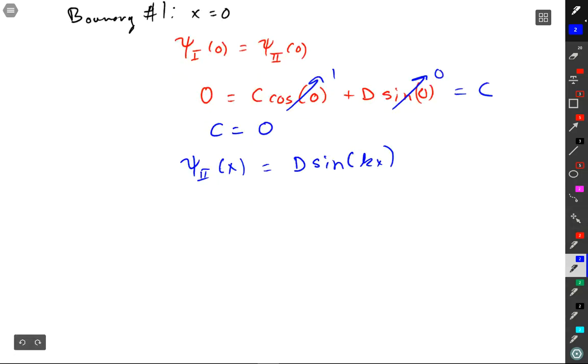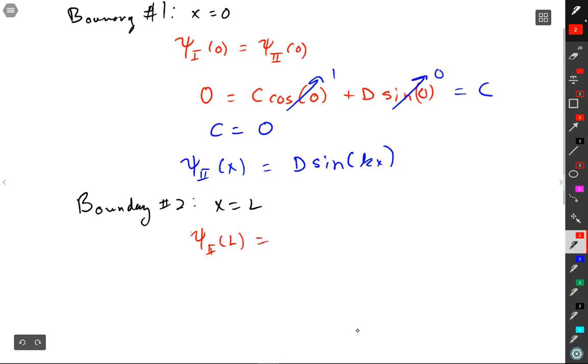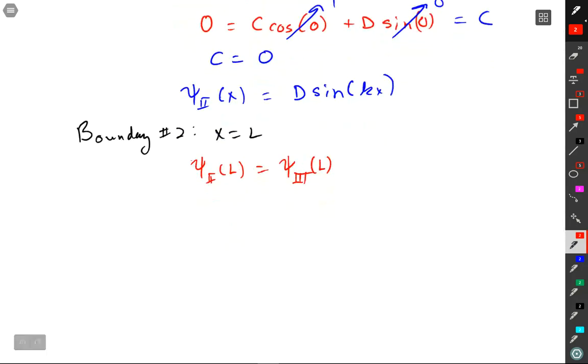That's why the sinusoid was easier in this case. So now we go on to boundary 2. X equals L. What am I going to have for my boundary condition now? Psi of 2 L. Psi of 3. Yep. It's still at L, because this is the boundary at x equals L. But this is what you were thinking, psi of 3 is equal to 0. And psi 2, d sine of KL.